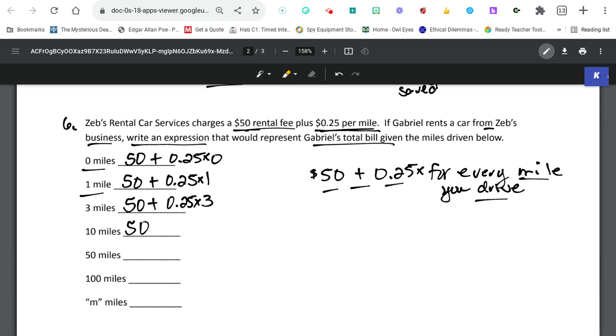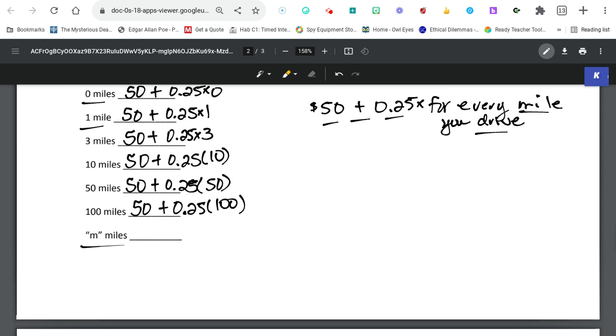All right, so 50 plus 25 cents times 10, or I can do it this way. Mash it together. 50 plus 25 cents times 50. 50 quarters plus the $50. $50 plus, if you're going to drive 100 miles, you're going to have to pay 25 cents 100 times. But if you drive M miles, you're going to pay the $50. And the quarter, you're going to pay it M times. Now, I prefer to write my variable expression or term first, so we can also write it like that.